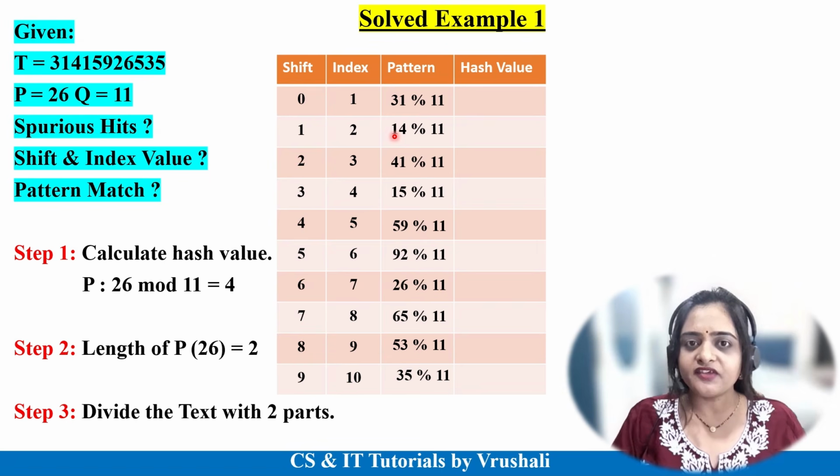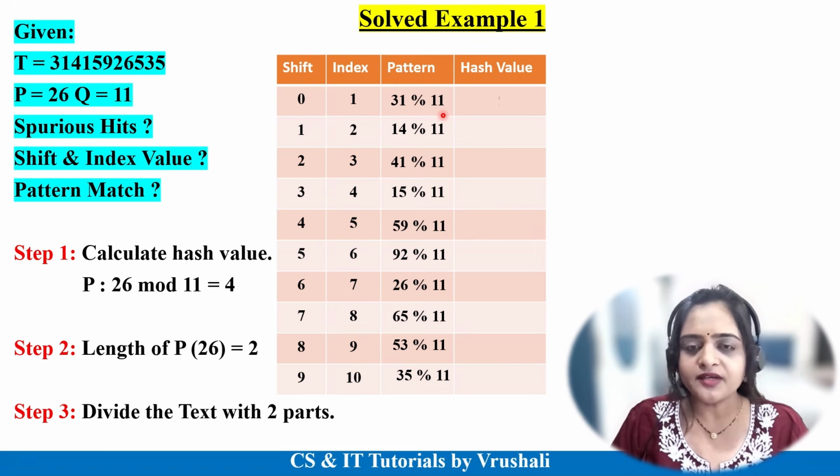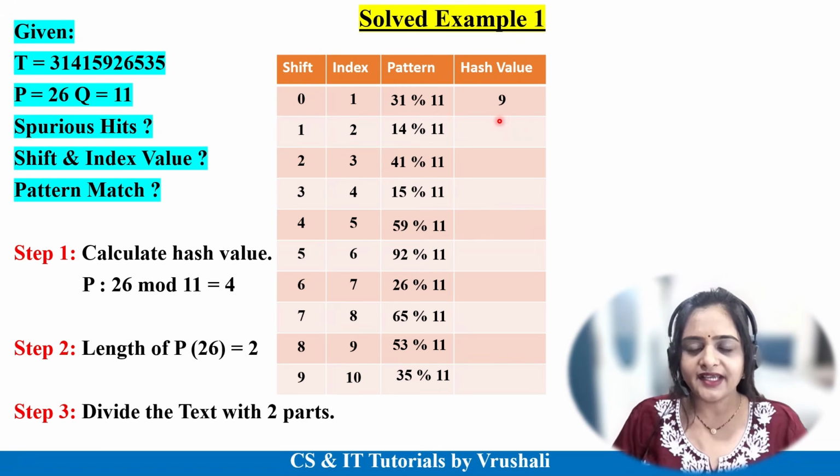So this is a correct way to divide the particular text. Now find out the hash value. 31 mod 11, the answer is 9. This is a remainder value. Now 14 mod 11 is 3. 41 mod 11 is 8. 15 mod 11 is 4.